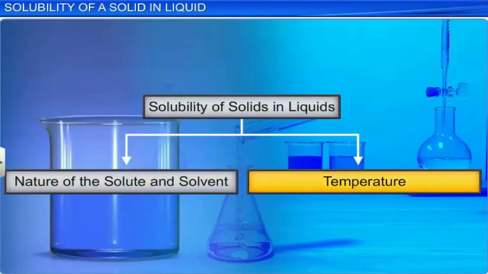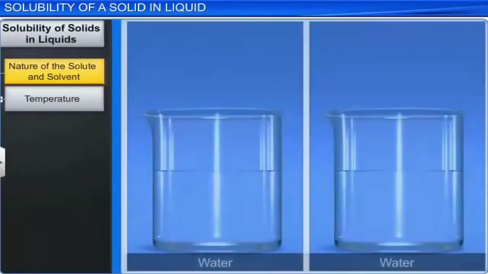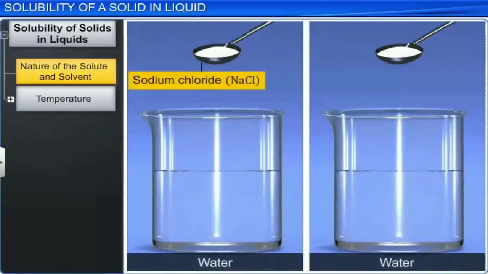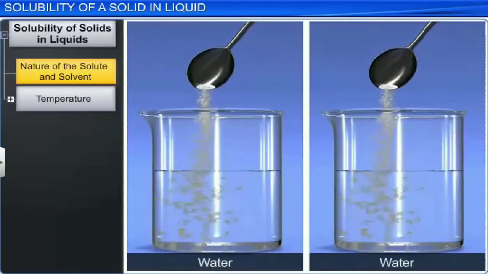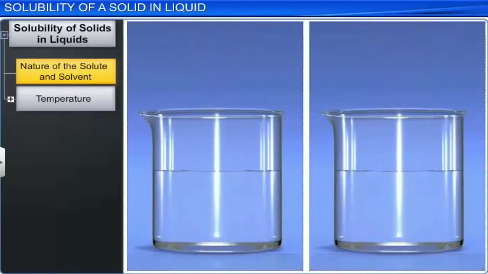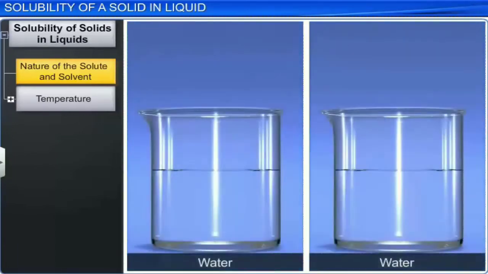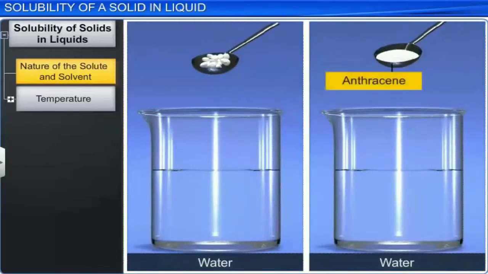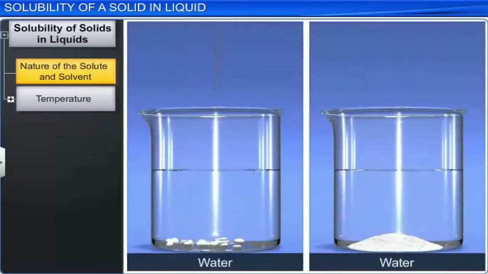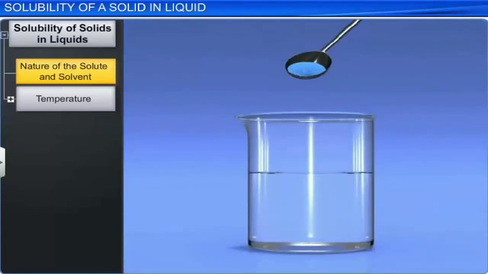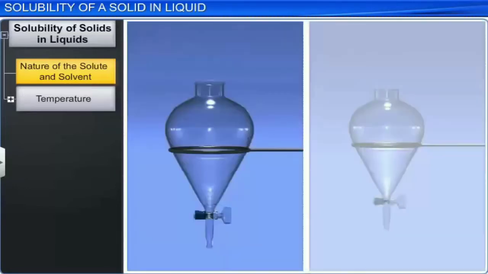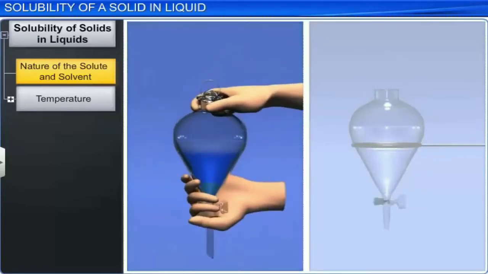Let's discuss how solubility depends on the nature of the solute and solvent. It is observed that while sodium chloride and sugar dissolve readily in water, naphthalene and anthracene do not. In general, solubility follows the rule like dissolves like. That is, a polar solute dissolves in a polar solvent, and a non-polar solute dissolves in a non-polar solvent.